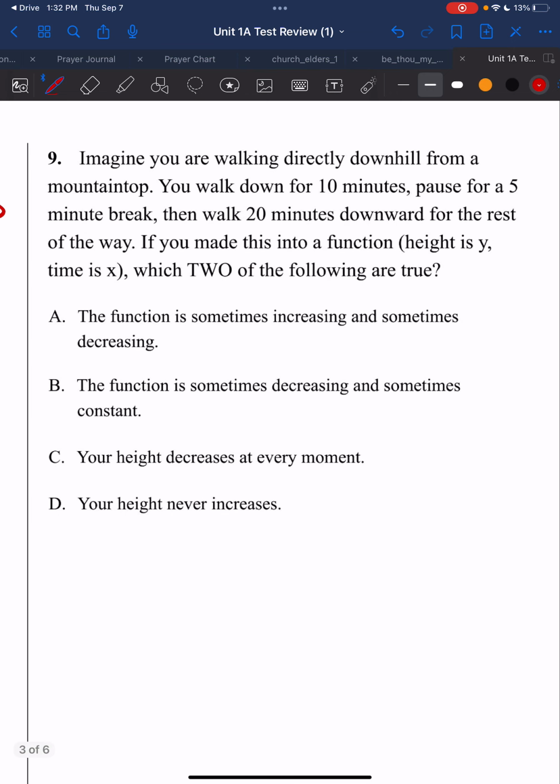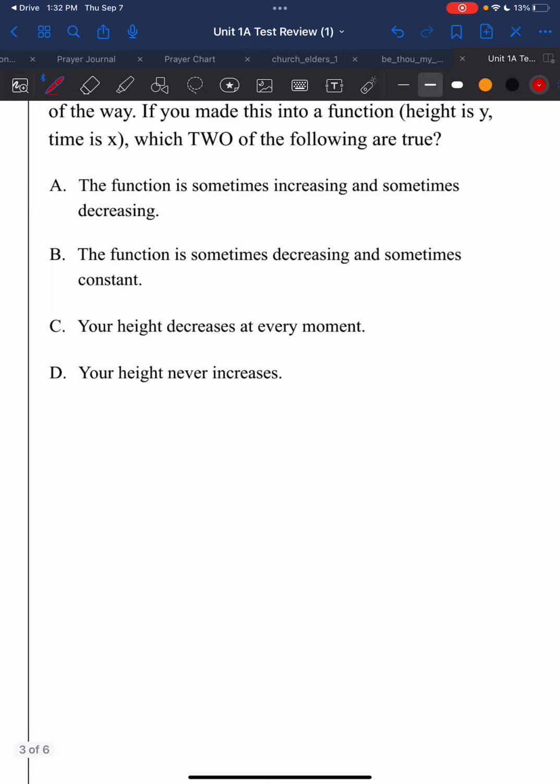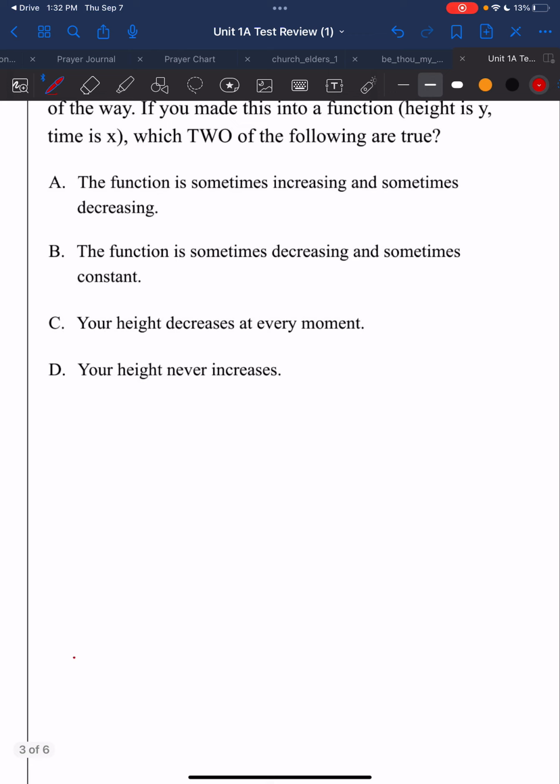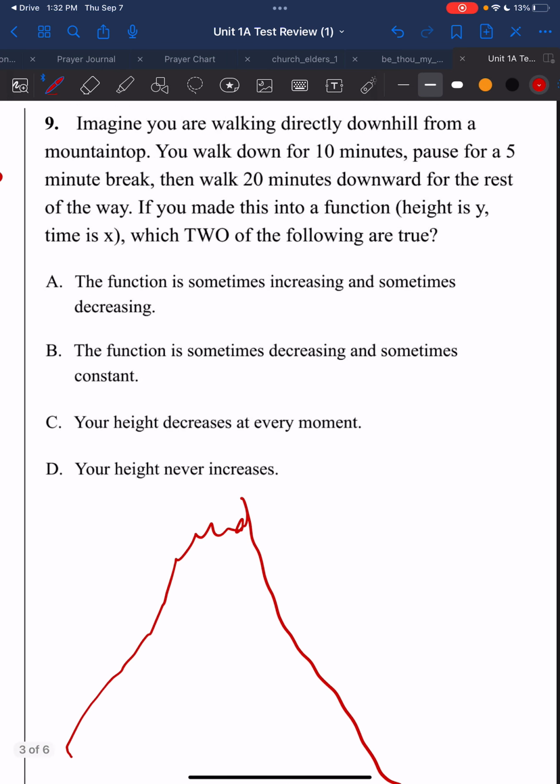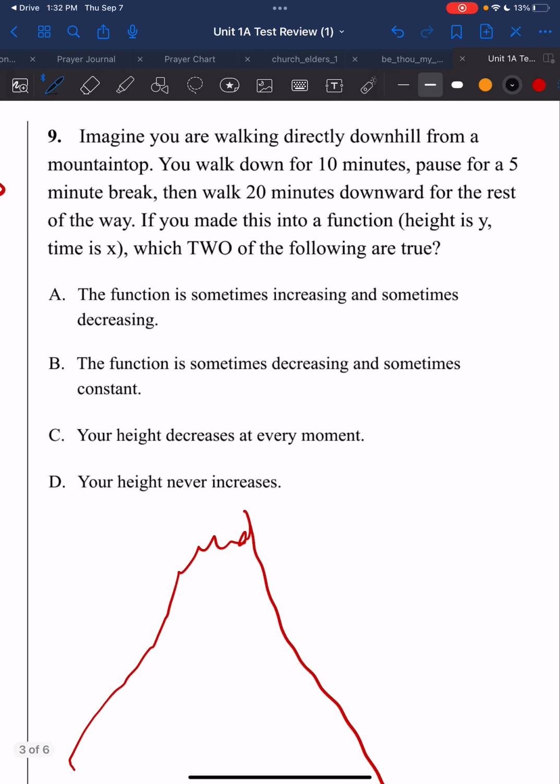Now, number 9. Imagine you were walking directly downhill from a mountaintop. So when they have problems like this, I always like to draw it. I'm not an artist, but it helps me a little bit. So I've got my pretty little mountain here, and then we got me. Boom.